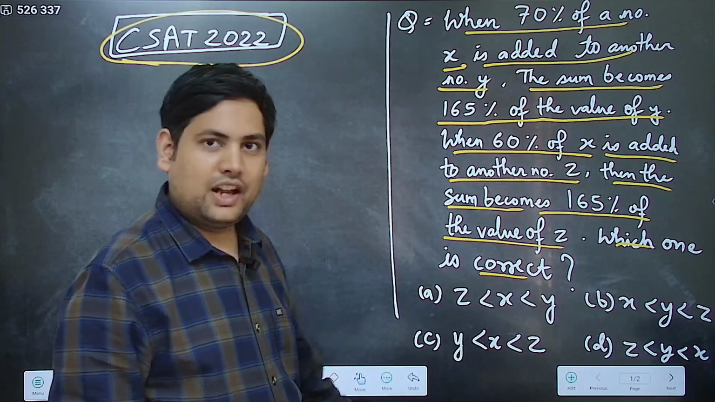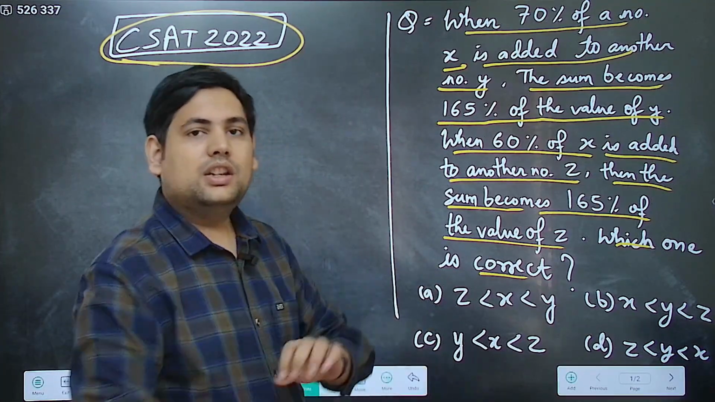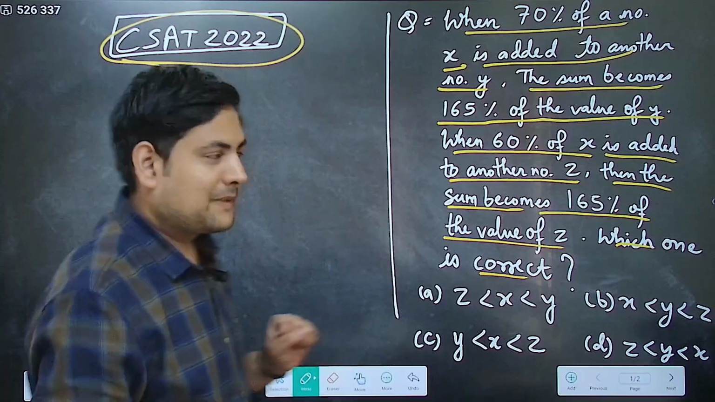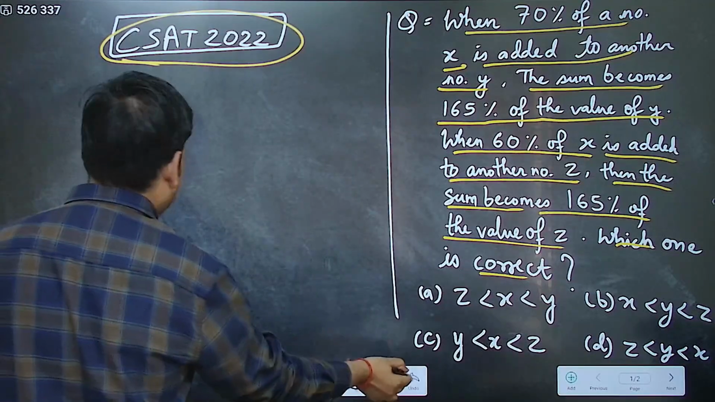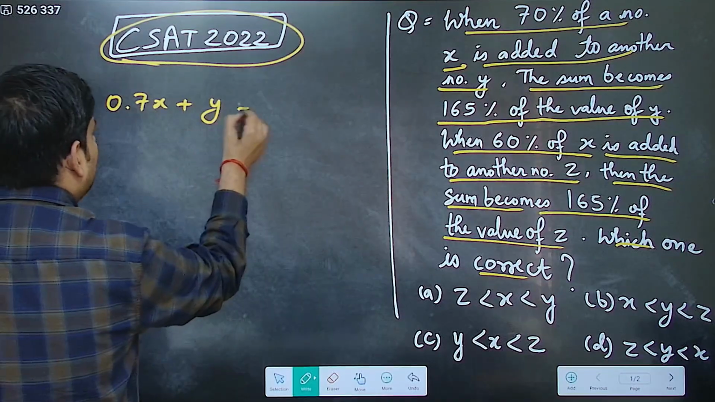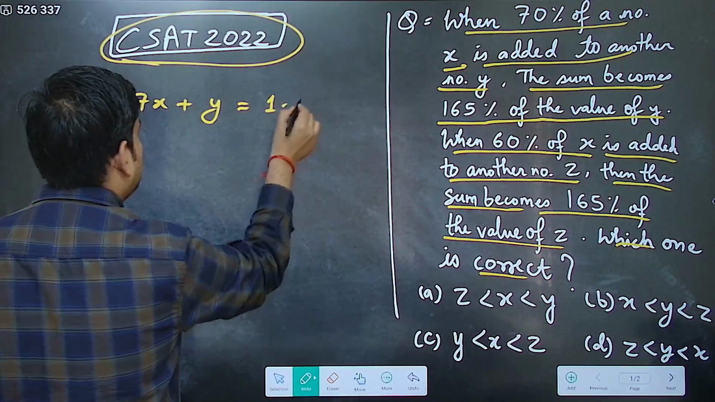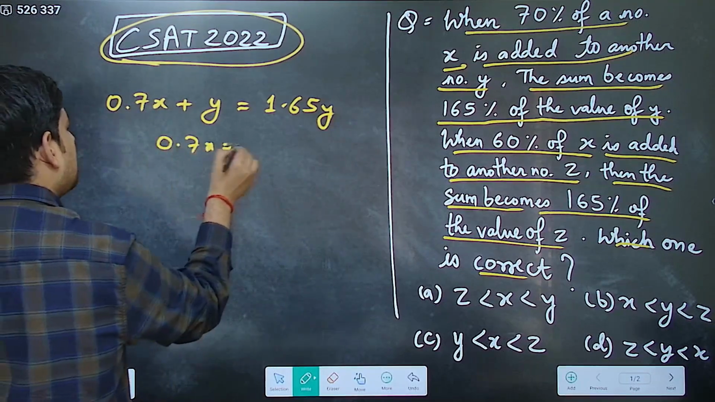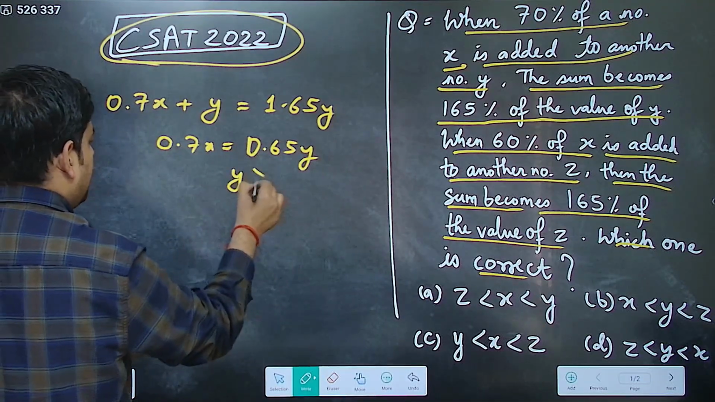So first I will do it as I think it should be done in the exam hall, that is in very short terms. Then we will understand the concept that is used here at length. Understood? Let's get started. So what it says, 70% of x, that means 0.7x plus y is equal to 165%, that means 1.65y. What it will become? 0.7x is equal to 0.65y. That means y is greater than x.